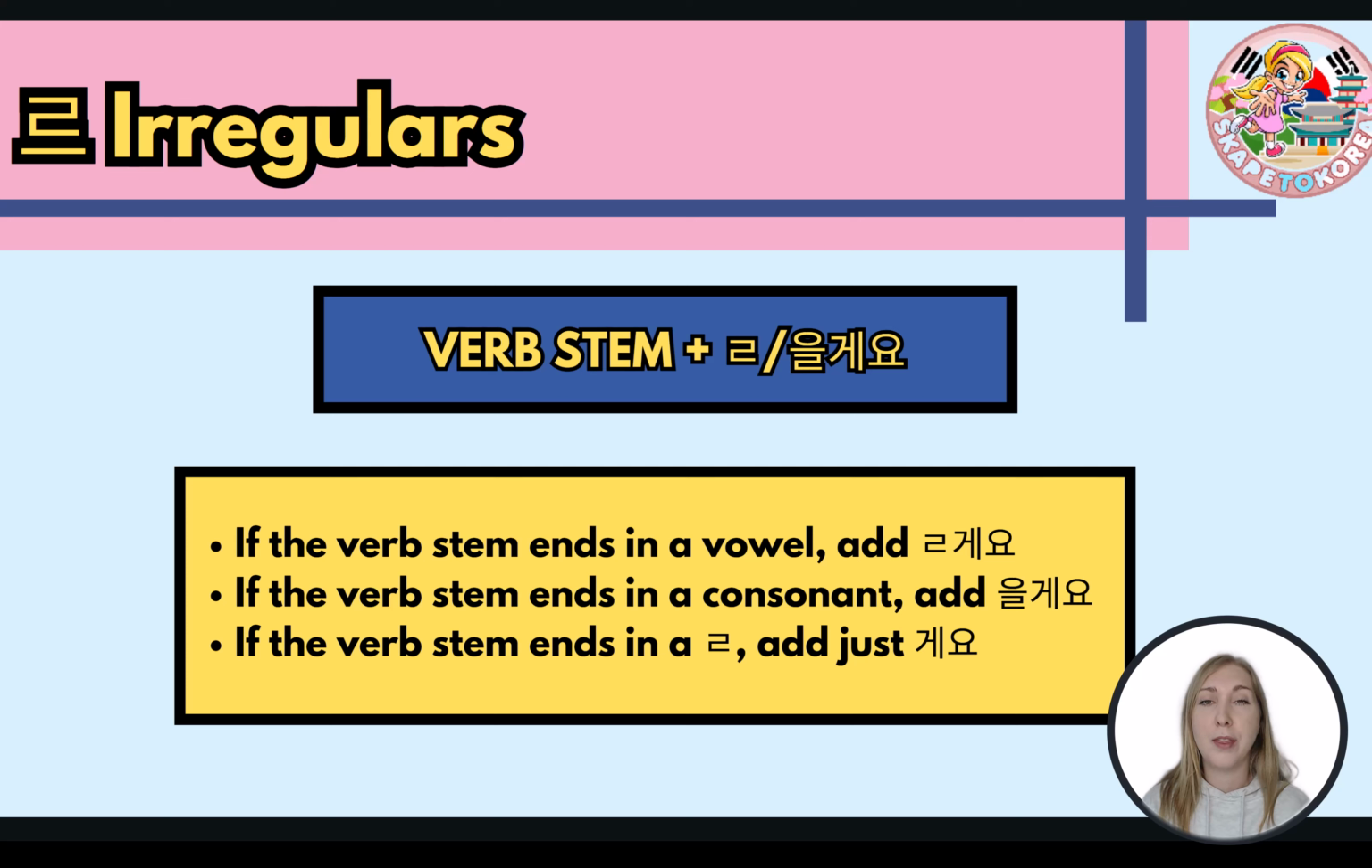And the rules are that if the verb stem ends in a vowel, we add ㄹ게요. So if there is no final 받침 at the bottom, if there is a space, we just add ㄹ게요. And if the verb stem ends in a consonant, we add 을게요. And if the verb stem ends in ㄹ, then just add 게요.